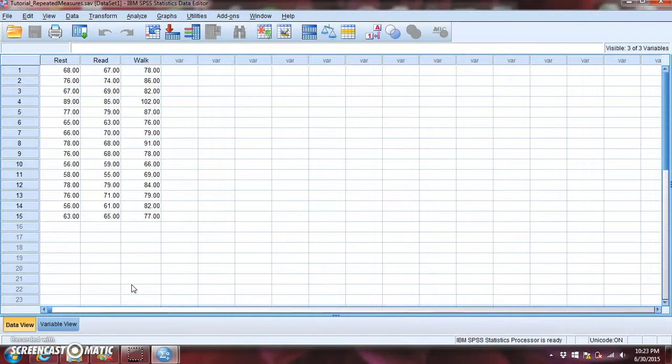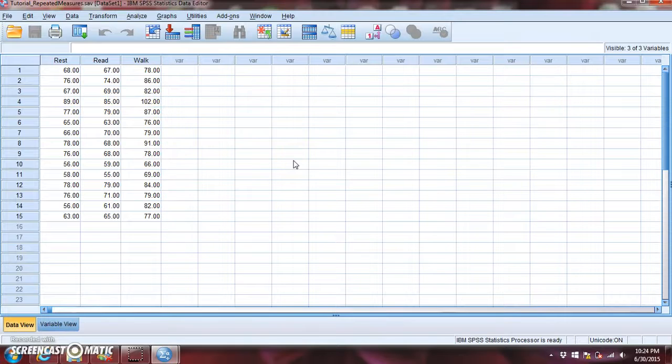So in this example here, let's take a look at our data set. We have scores from 15 participants on 3 variables: rest, read, and walk. Now what these are heart rates. So heart rate for 1 minute during these 3 activities. So the same group of participants, the same 15 participants, had their heart rate measured when they were at rest, when they were reading, and when they were walking. So again, the key there is that each participant was measured 3 times. Once at rest, once when they were reading, once when they were walking.